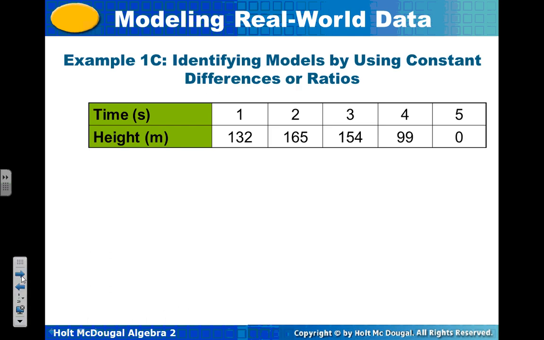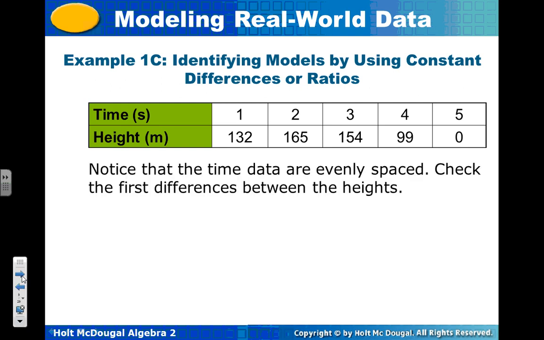All right, look at example 1C. Same thing. When we look at the time, that data is evenly spaced. 1 to 2 to 3 to 4 to 5. There's one in between them. So we want to check the first differences between the heights. 165 minus 132. That makes 33. 154 minus 165 is negative 11. 99 minus 154 is negative 55. 0 minus 99 is negative 99.